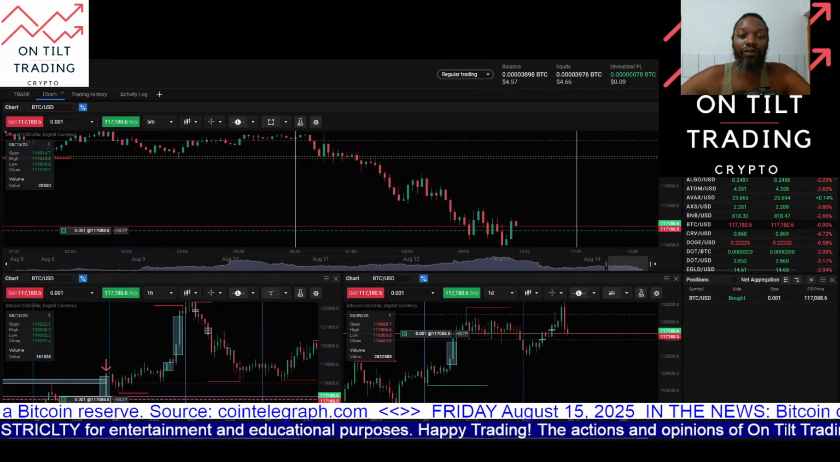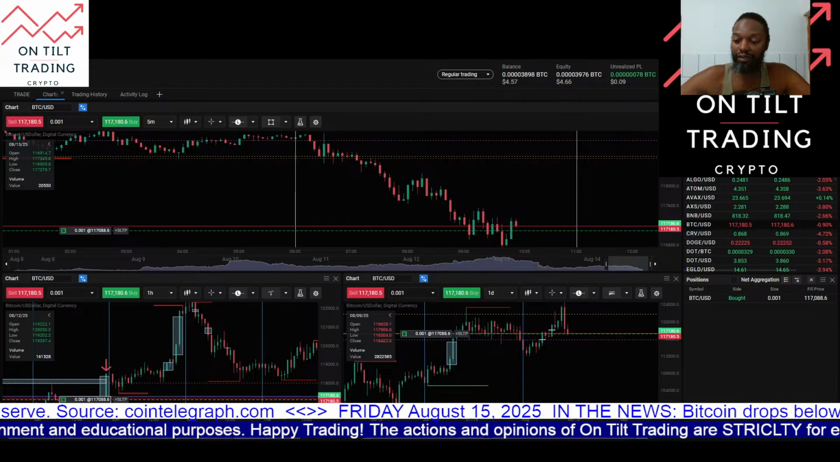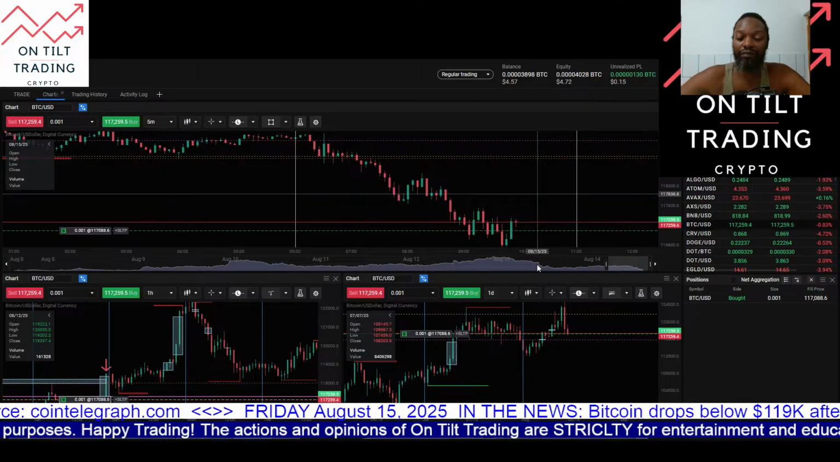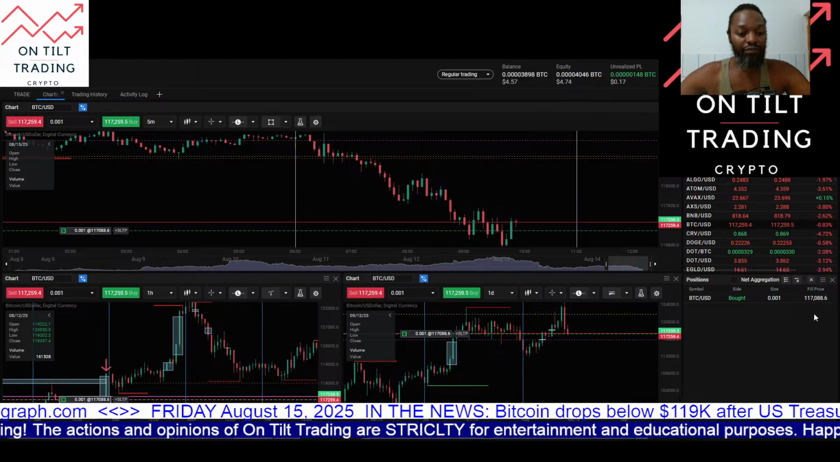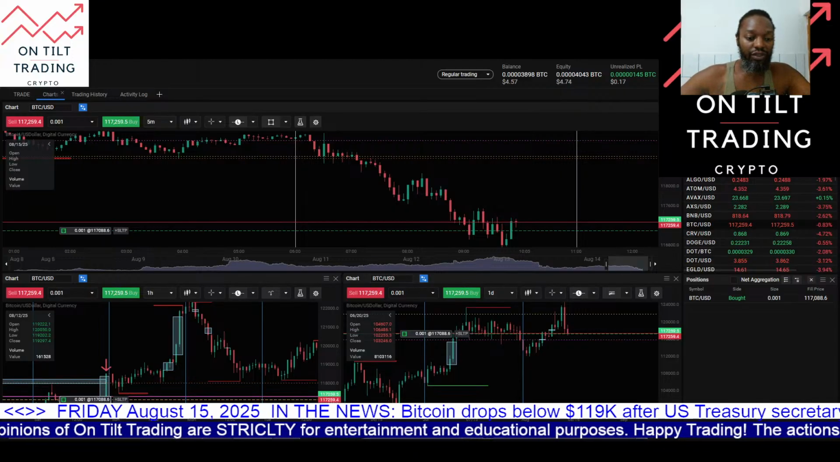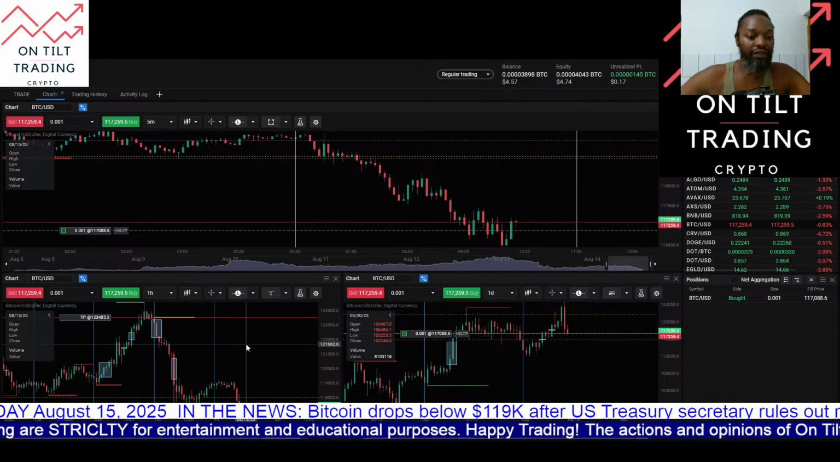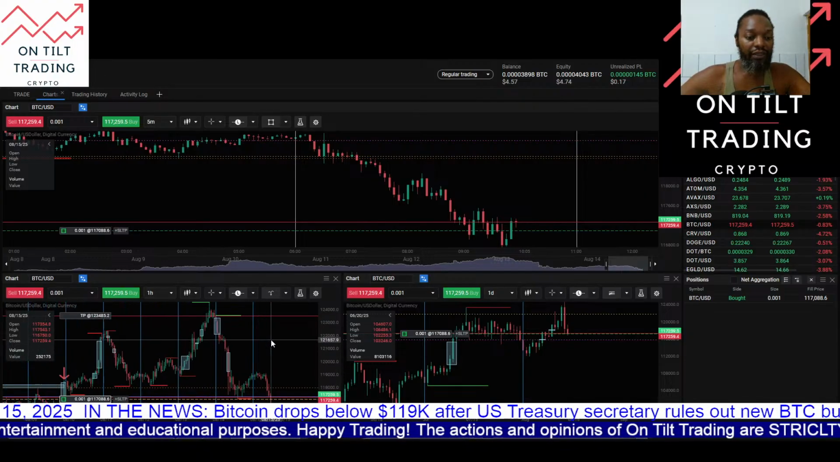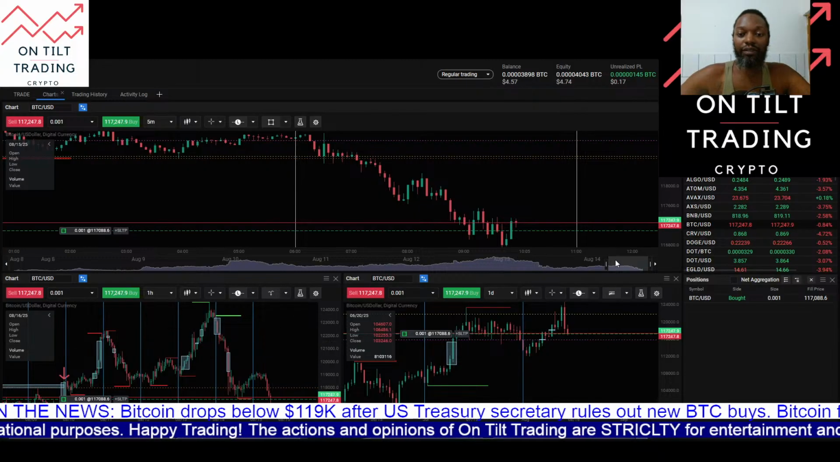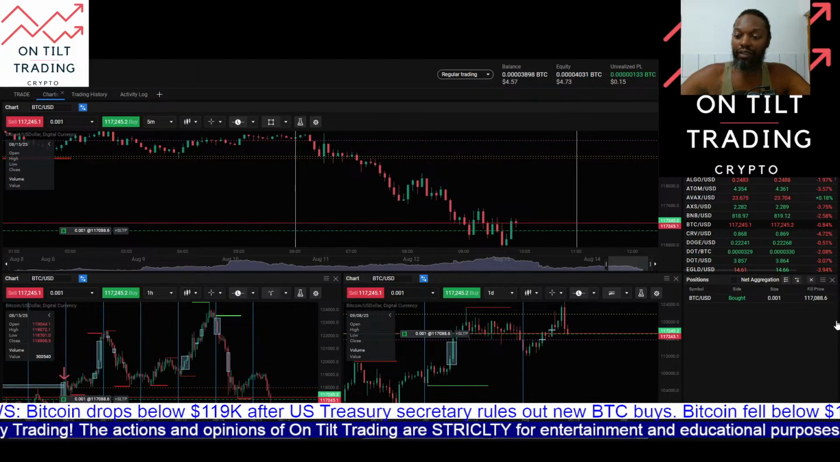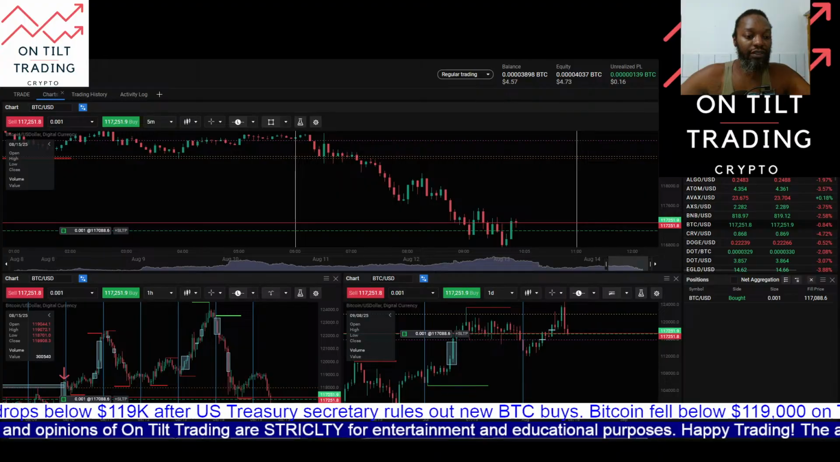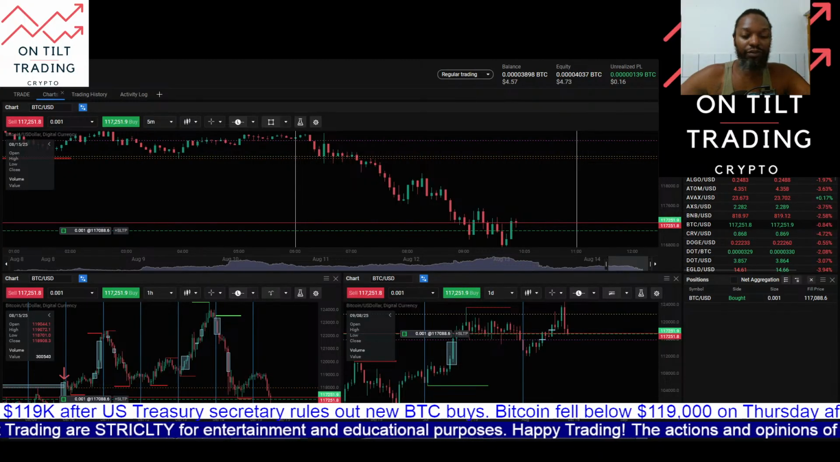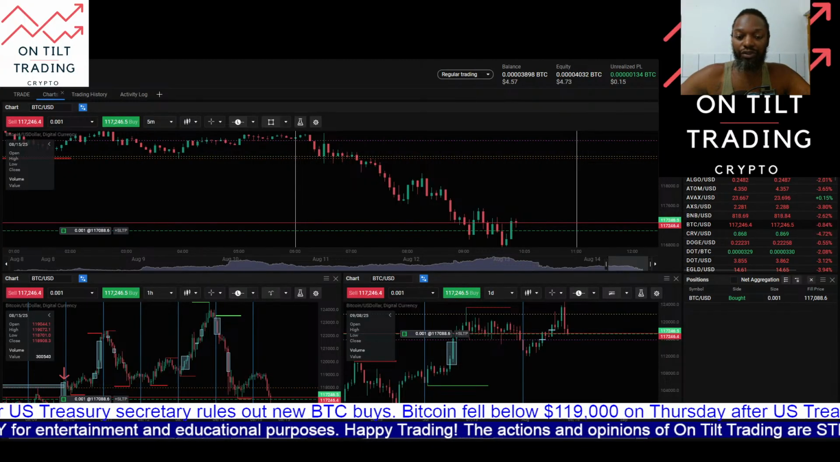This is the New York AM session. Today is August 15th, 2025. I'm currently long in a Bitcoin position. This trade is based off of the 60-minute chart. I'll back that up so that we can get a better look at what I'm trading off of. Here is the 60-minute. I'll zoom in for more detail here shortly.